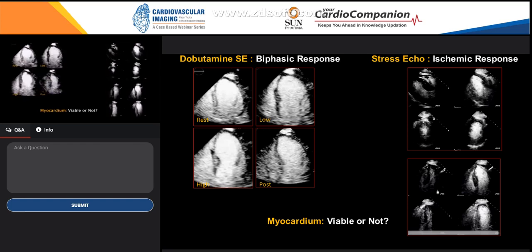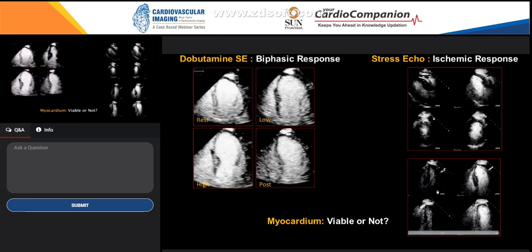There are two different patients? Yeah, there are two different patients, one on the left, one on the right. Oh, I see. So you go vertically, all right. So let's talk about this: the rest, low dose, high dose, and post. What do you see? And these aren't the same patient that you initially presented. No, they are two different cases.